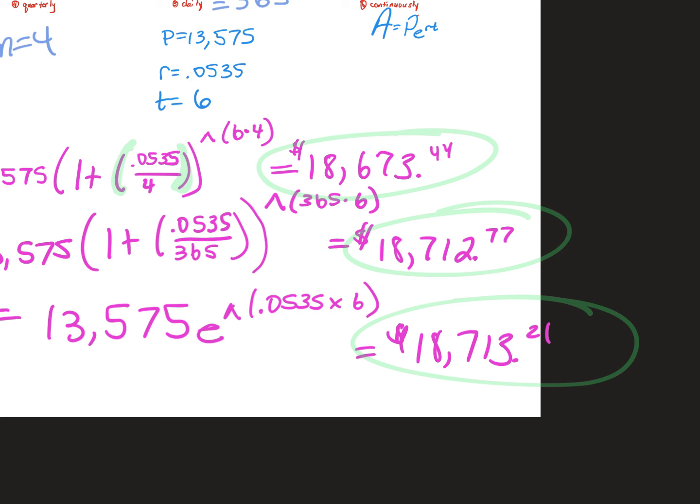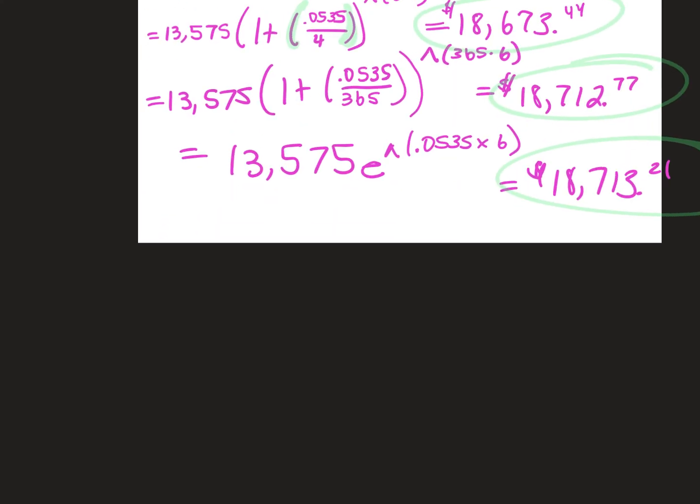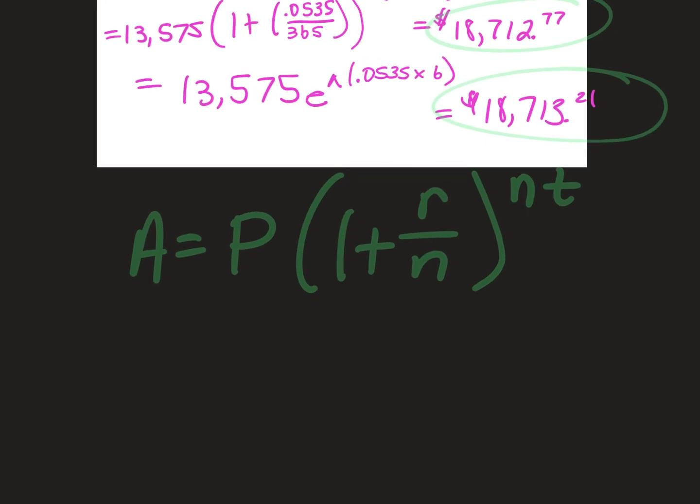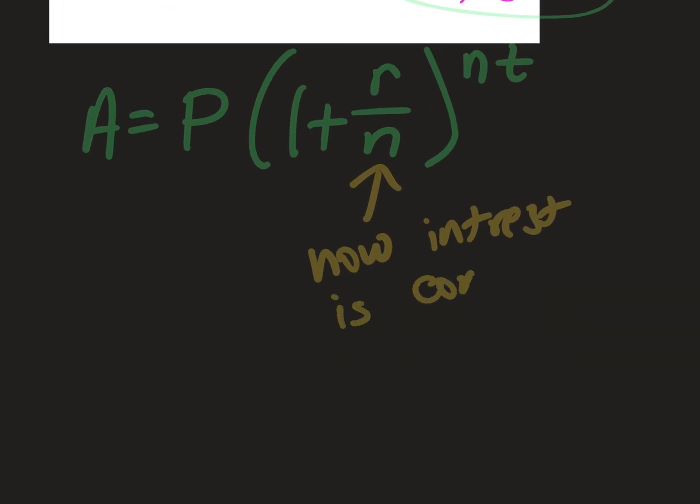What's the formula for the other one? For the daily? That's what we did yesterday. When it's compounded interest quarterly, daily, monthly, yearly, semi-annually. The only time you use APERT is when you have continuous. N is how the interest is compounded. How interest is compounded. Meaning, is it monthly, quarterly, daily, yearly, semi-annually, something like that.